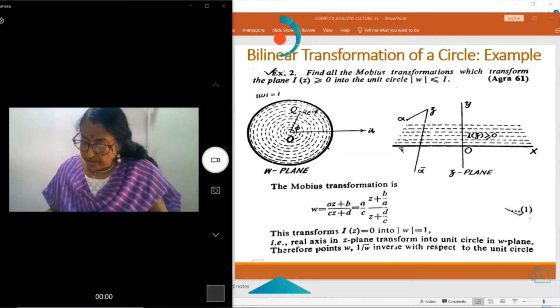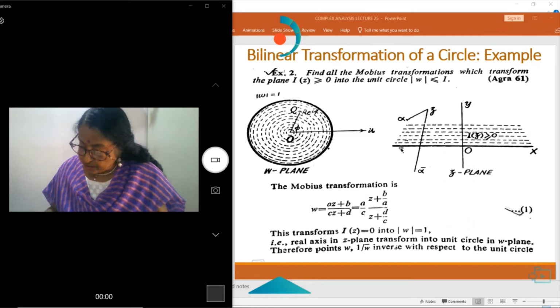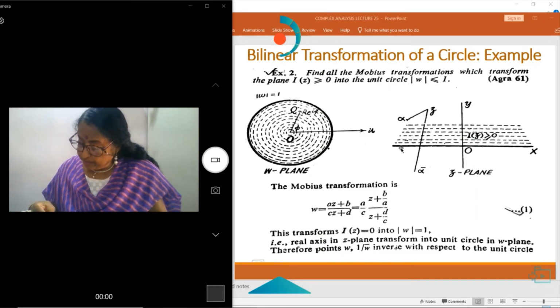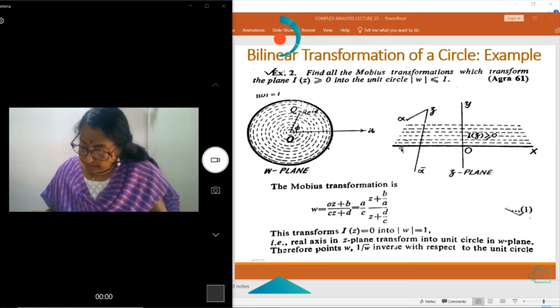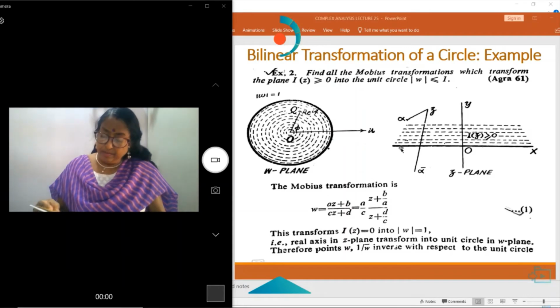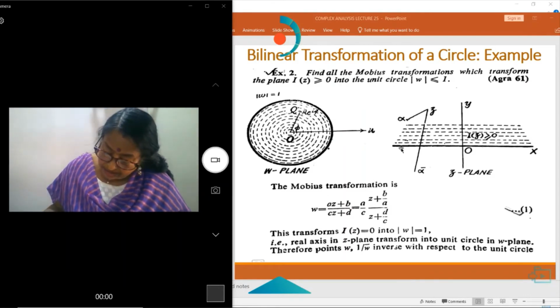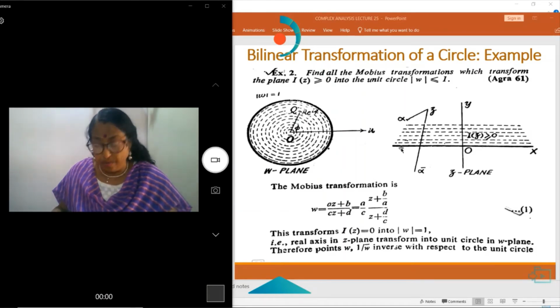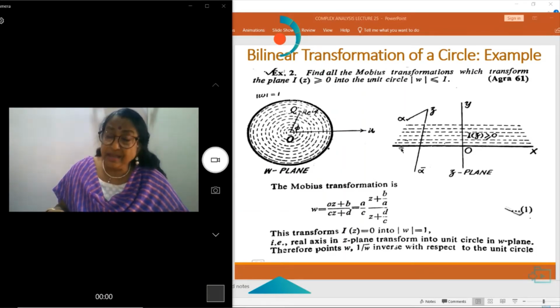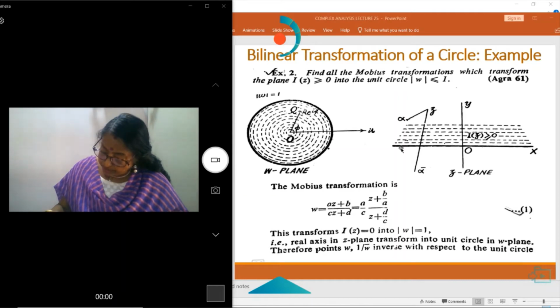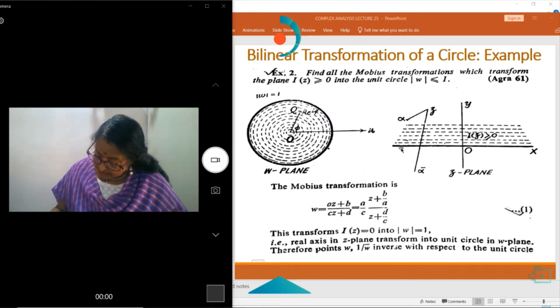Find all the Mobius transformations which transform the plane Iz greater than 0 into the unit circle, mod W less than or equal to 1, in the W plane. Now the transformation, we know, is W equals (Az plus B) divided by (Cz plus D).